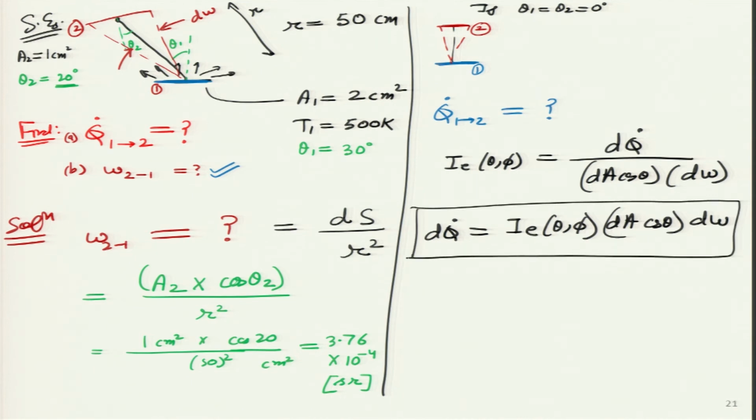Now, let me go ahead and figure out these terms. The last term is d omega, which we have already calculated over here. So, this value we know. What is dA cos theta? Over here we already have the value of area, so I will write it as A1 and cos theta 1, which means this value we also know. What is this last thing? That is I e theta phi. How will I calculate this value, which is the emitted radiation intensity?